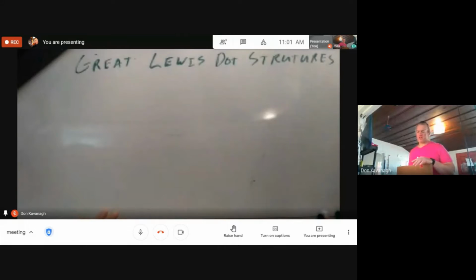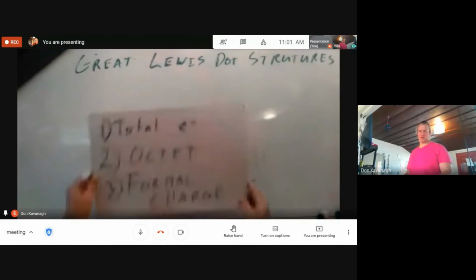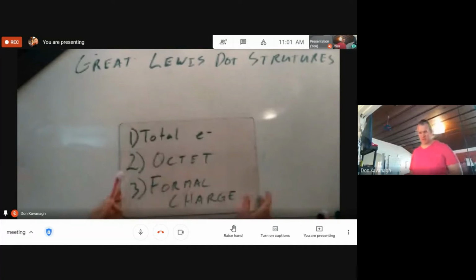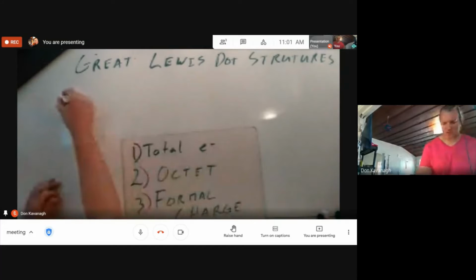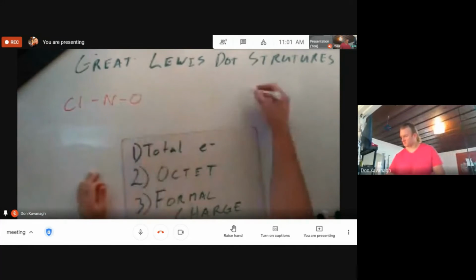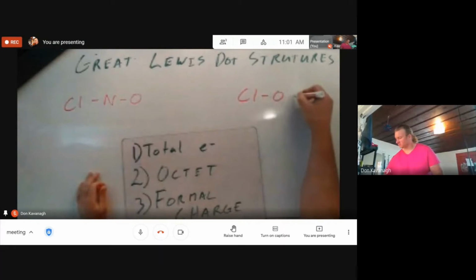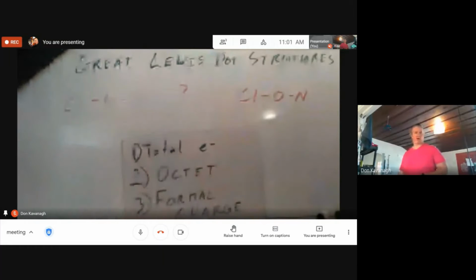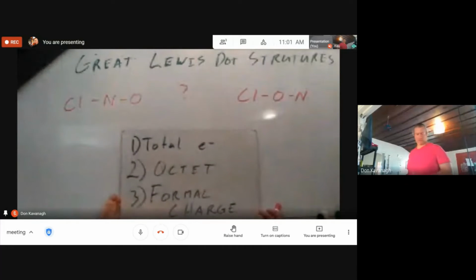So to draw great Lewis dot structures, we have three criteria to consider: the total electron count, the octet of each atom, and the formal charge of each atom. So consider these two possible connectivities or structures. And I ask you, which one is a better Lewis dot structure? Let's finish out the Lewis dot structures here first.